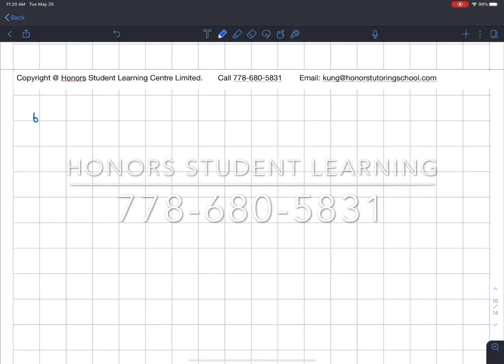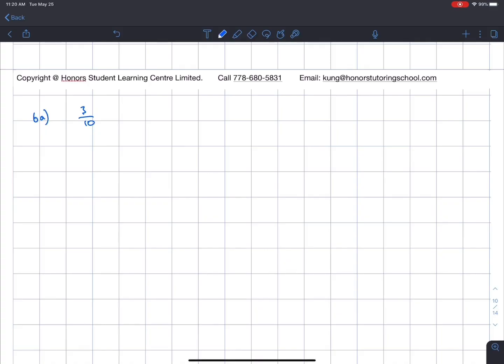Okay, question 6. 6a, 3 over 10. To write a fraction as a percentage is the same idea. We just multiply the fraction by 100%. So this is the same as 100 over 1%. We can simplify, divide this by 10 to get 1, divide this by 10 to get 10. So our answer is 30 over 1%, which is just 30%, because anything over 1 is itself.